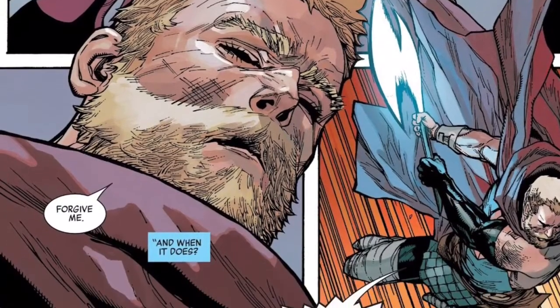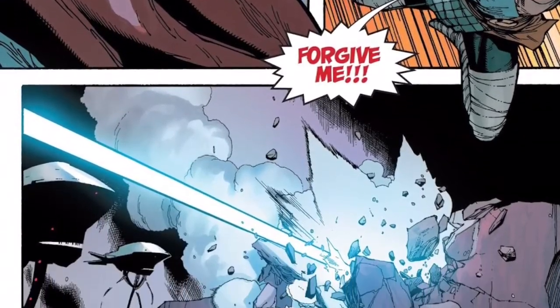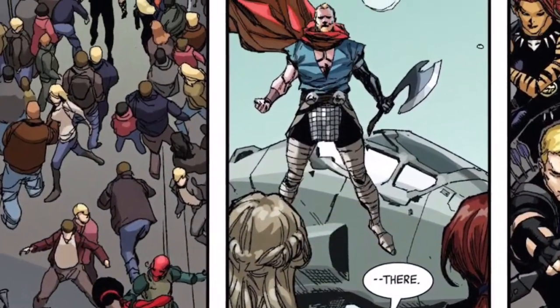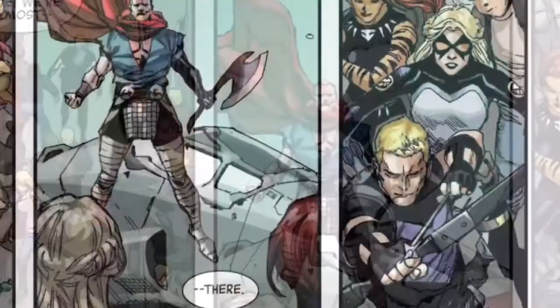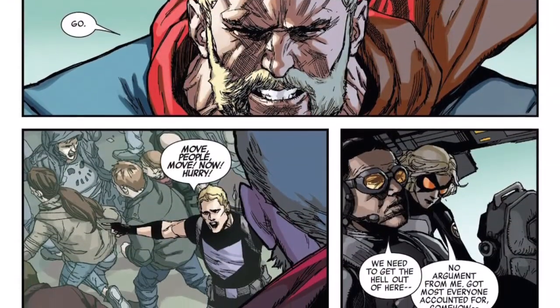In Secret Empire number 6, Thor reluctantly leads the charge against the base of the Resistance. They eventually break through, and the people begin to flee, as only Thor stands in their way. Hawkeye prepares to fire a shot at him, but Thor tells them to go, as he lets them escape.